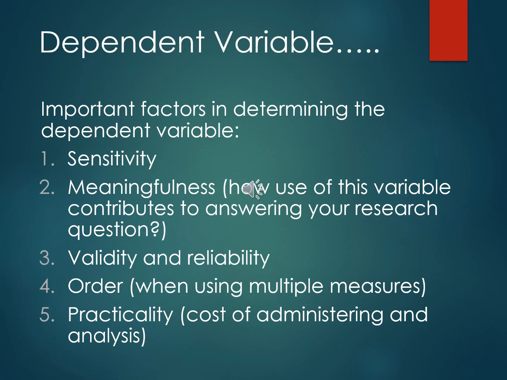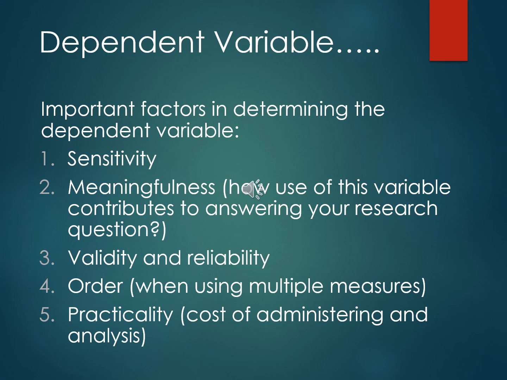Now we are moving on to talk about how you think about the dependent variable. Important factors in determining the dependent variable include the sensitivity of the dependent variable, which we will talk about in the next slide. Then you also need to think about the meaningfulness: whether or not the use of this variable contributes to answering your research question. We already talked about validity and reliability, both of which are important.